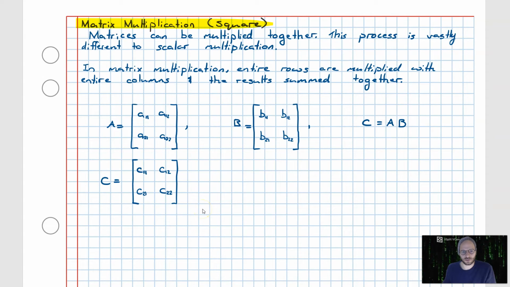Welcome to this video on the topic of matrices. In this video, we'll be having a look at how we can perform matrix multiplication on square matrices. Now, matrix multiplication is simply the multiplication of two matrices.